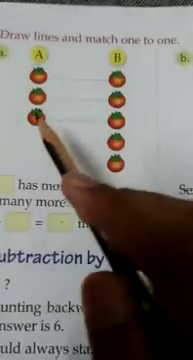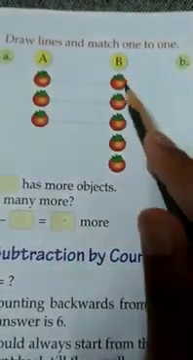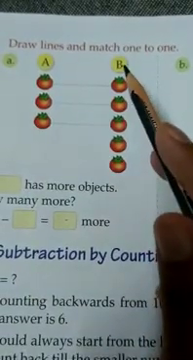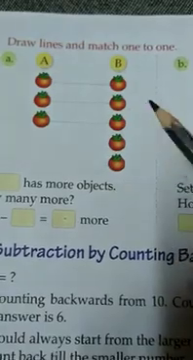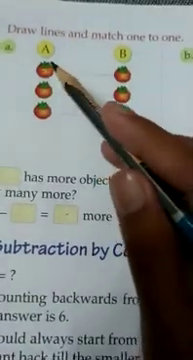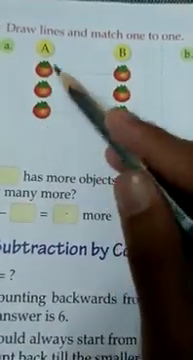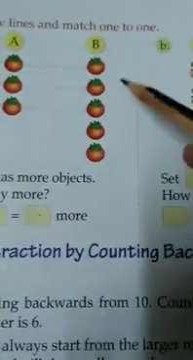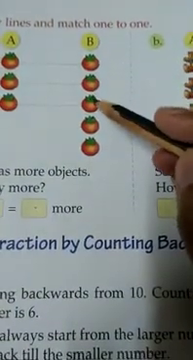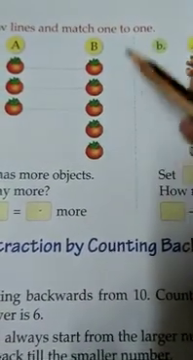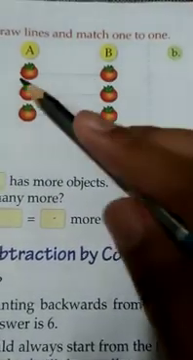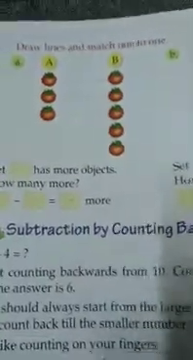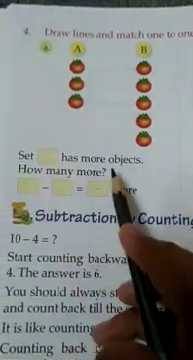Now this question has 2 sets, set A and set B. We need to find how much object set A has and how much B has. So let's start counting. 1, 2, 3. A has 3 objects. 1, 2, 3, 4, 5. And set B has 5 objects. That means set B is greater than set A. Set dash has more objects.